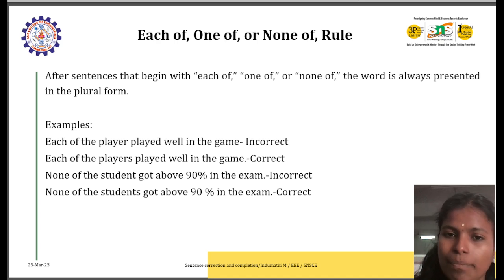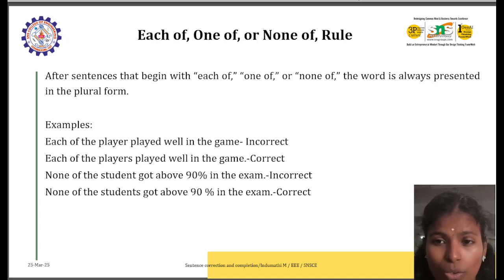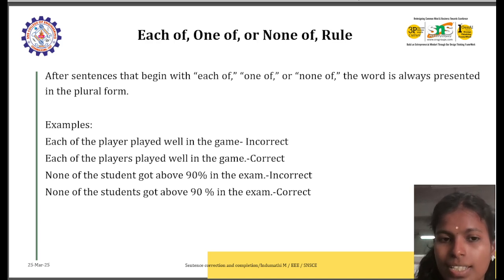And next, each. We'll just go through this. After sentences that begin with each of, one of, none of, the verb is always represented in the plural form. For example: each of the player played well in the game. That is the incorrect one. How we have to write it is: each of the players played well. Each of the is followed by a plural, so you have to write players. None of the student got 90% in the exam. None of these, you're representing the whole class, right? None of the students, so it is plural.